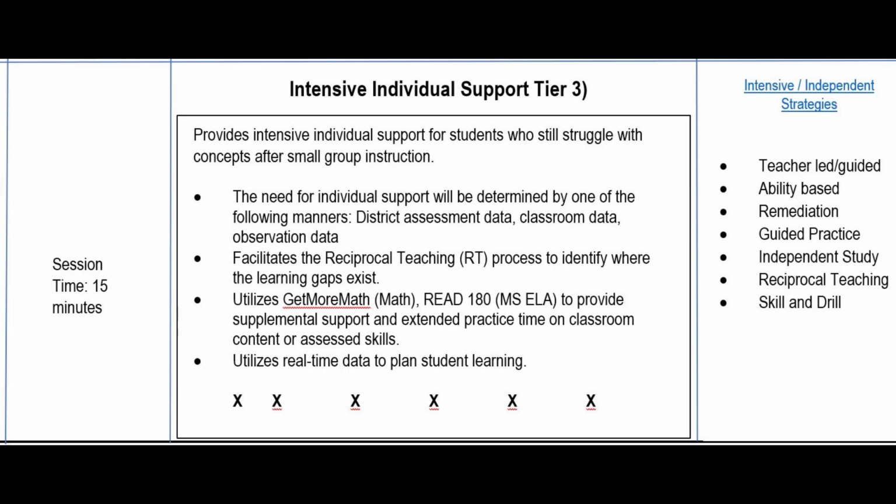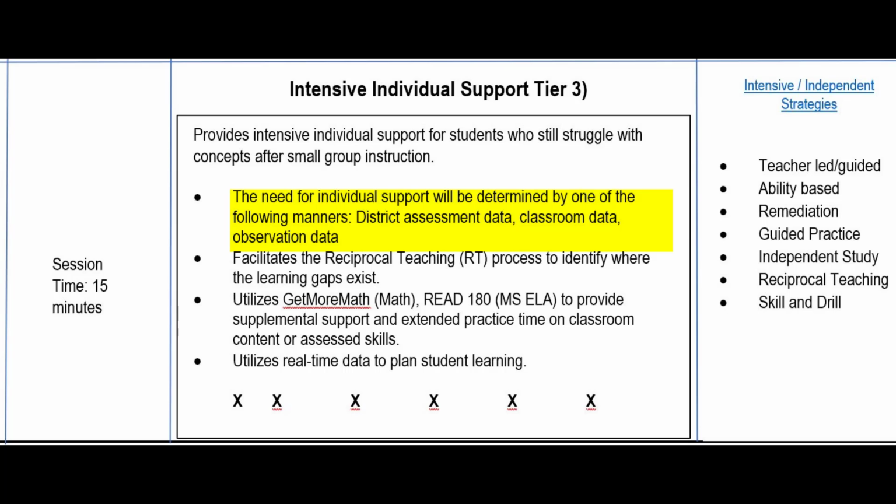At this point, if the teacher sees that a student is still struggling in whole group and also in small group, the teacher may pull that student aside for some intensive individual support. And this will happen in one of the Zoom breakout rooms to protect the student's privacy. During this time, the teacher provides intensive individual support for students who still struggle with concepts after whole group and small group instruction. The need for individual support will be determined in one of the following manners: through the district assessment data, classroom data, or observational data.